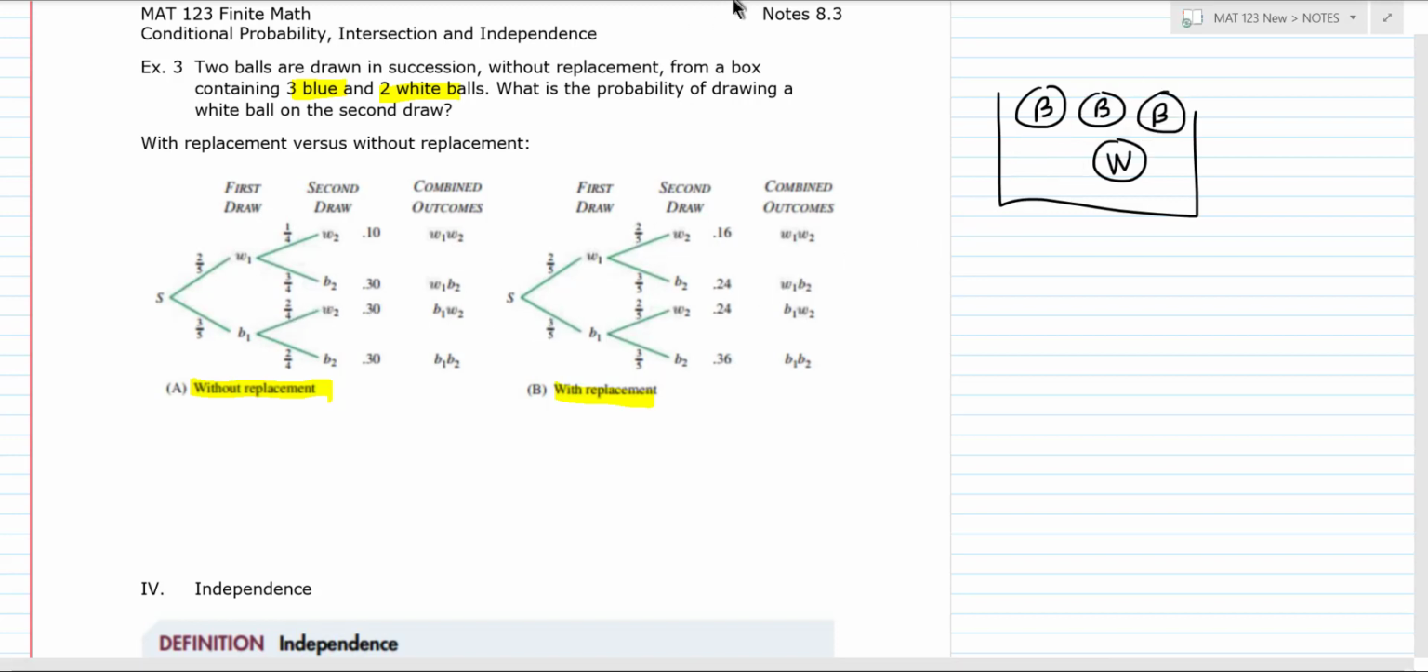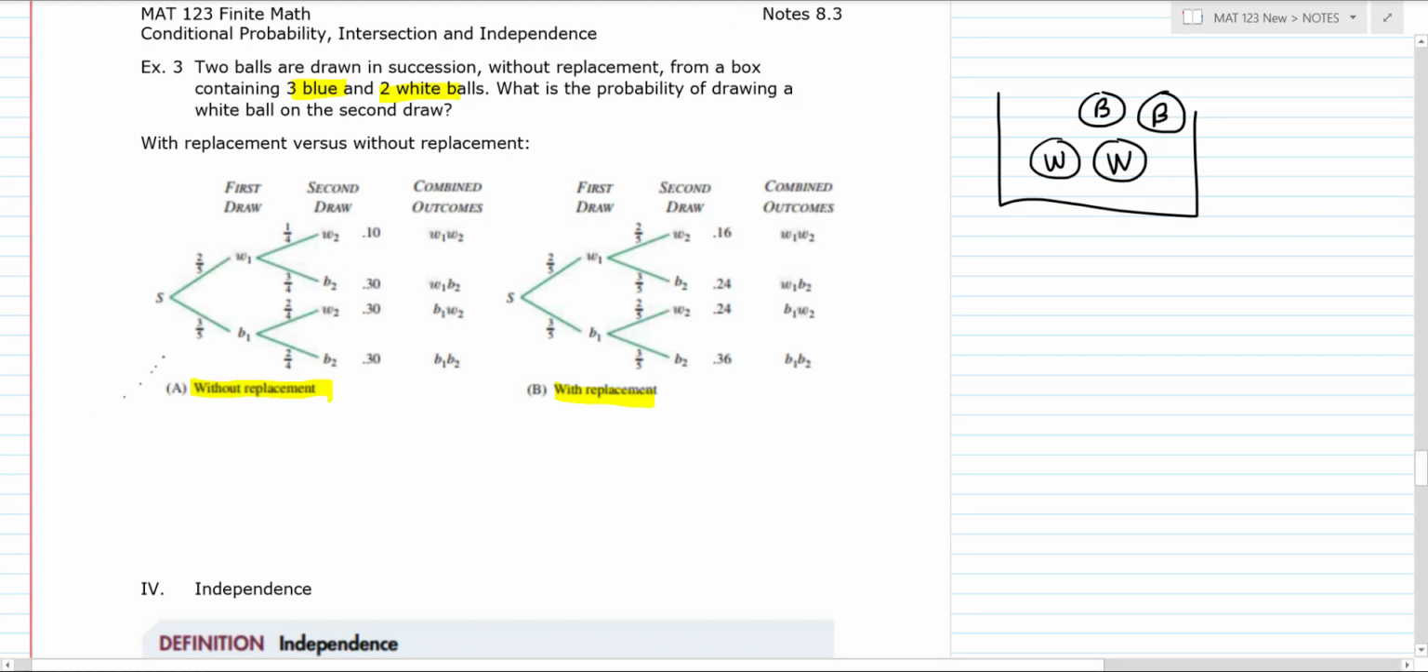Okay, that's without replacement. That means the first draw was white, we take it out. Okay, let's assume on the first draw we got a blue. So we take it out and we don't put it back in. Then your probabilities go like this. The probability of white is 2/4. So that's where that comes from. Probability of blue is also 2/4.